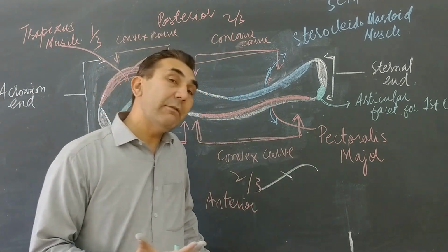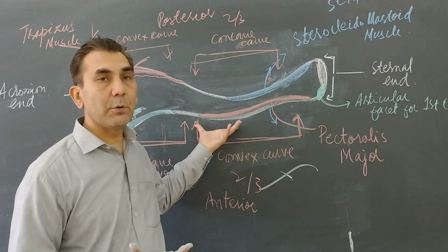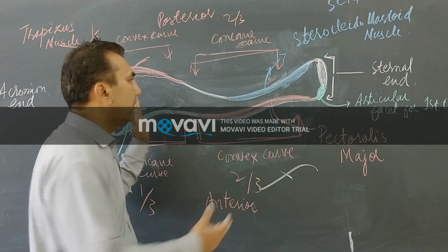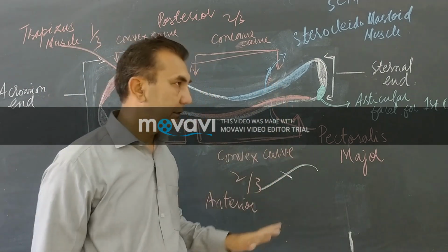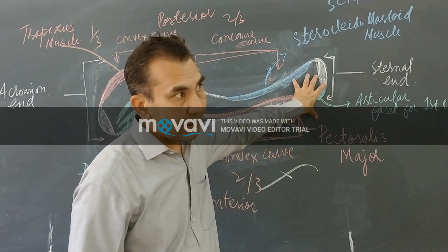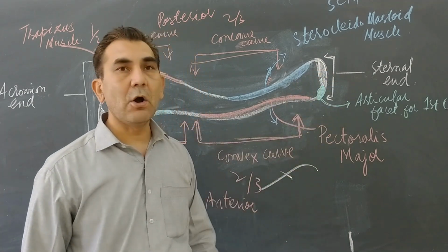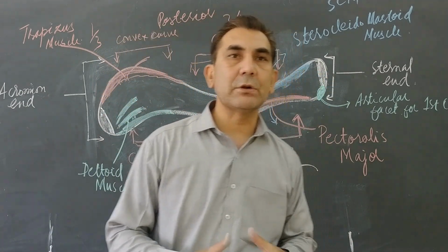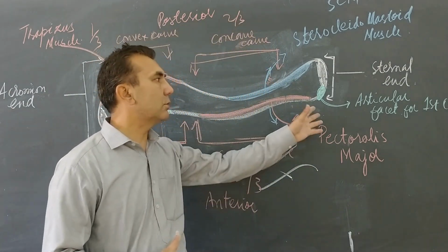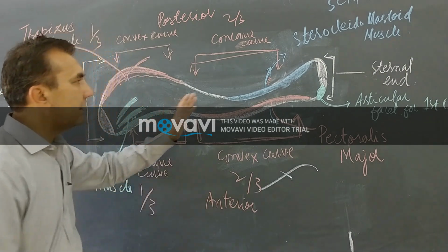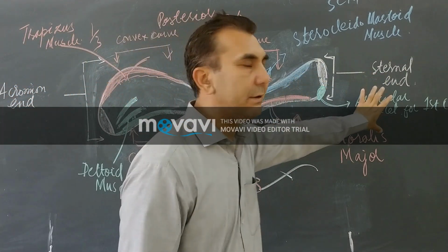If you see the clavicle, it has three portions: the sternal end, the acromion end, and the middle one, which is the shaft. The sternal end of the clavicle is a little bit rounded in shape, and it articulates with the manubrium of the sternum to make the sternoclavicular joint.